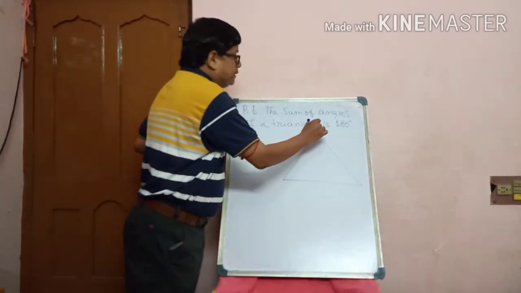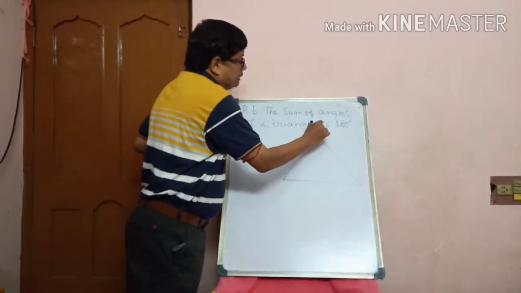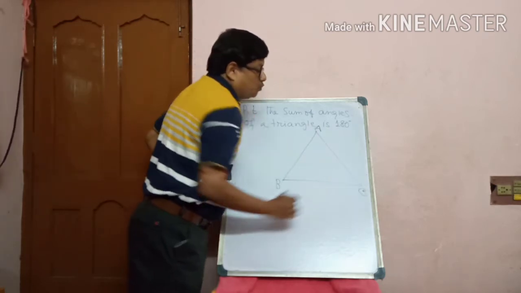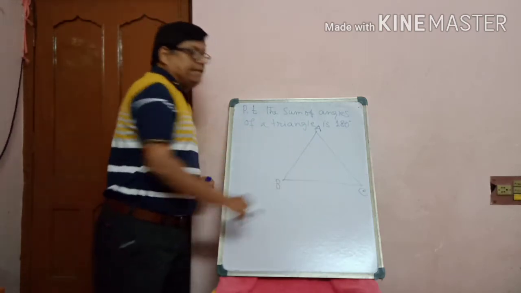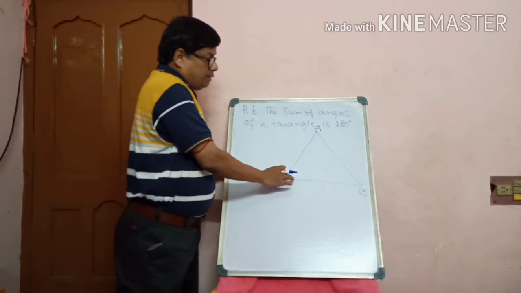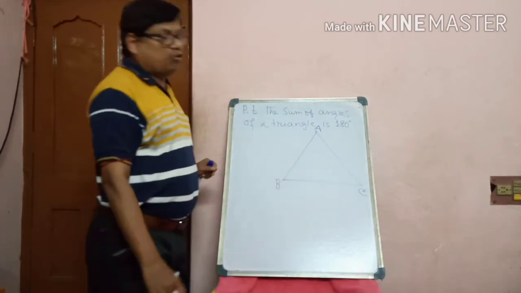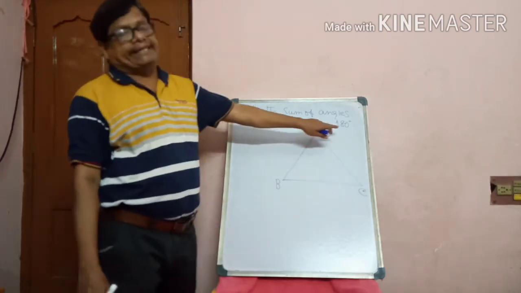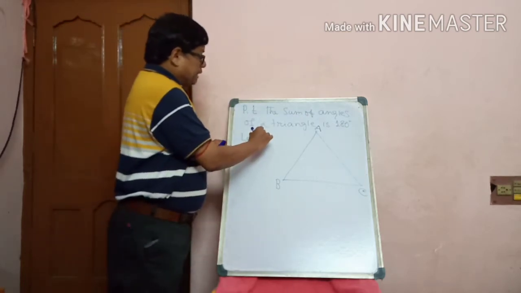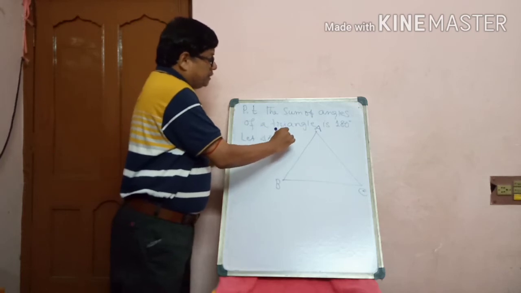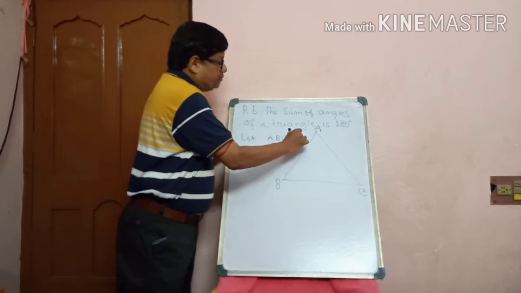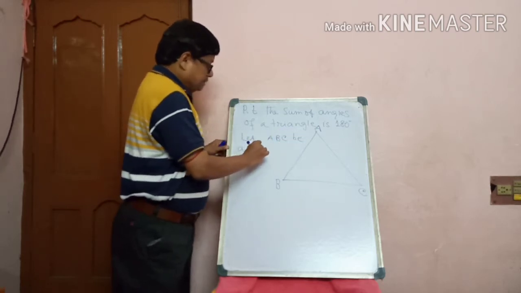Let's write A. This is a vertex A, B, C. In triangle ABC, angle A plus angle B plus angle C equal to 180 degree. You have to prove. So write down: Let ABC be a triangle. Write ABC be a triangle.